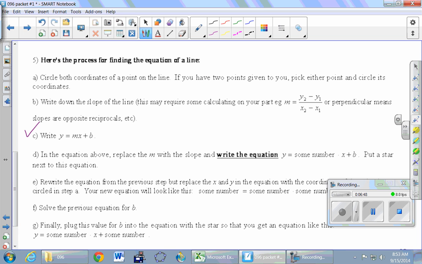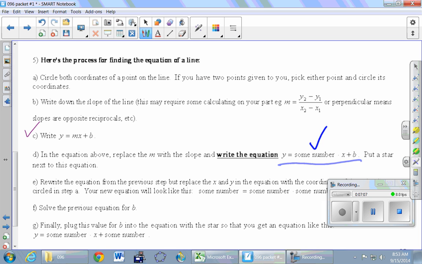But we've just done part C. It's really easy. It just says write y equals mx plus b. Moving on to D. In the equation above, the one that we just wrote, it says replace the m with the slope and write the equation y equals some number times x plus b. What is that some number? It's the slope, right? That's the number that we're putting in there. So all we're doing is copying this equation right here, but that some number is the slope. But there's still a y, and there's still an x, and there's still a b.